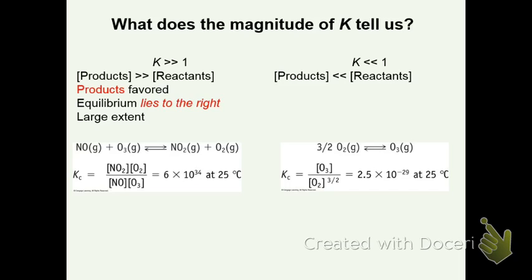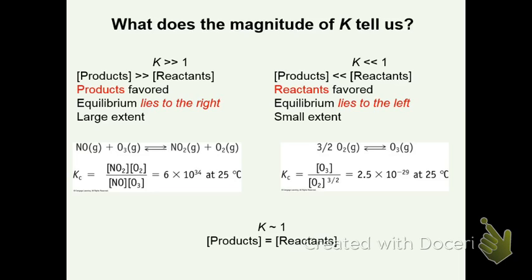Conversely, if we have a K value, or an equilibrium constant value, that's much less than 1, in this case the reverse is true. We have a much lower concentration of products than we do reactants. And so we say that this equilibrium is reactant favored and the equilibrium lies to the left. So it's more of the components on the left side of the equation that are present. And so we say that this reaction occurs to a small extent.